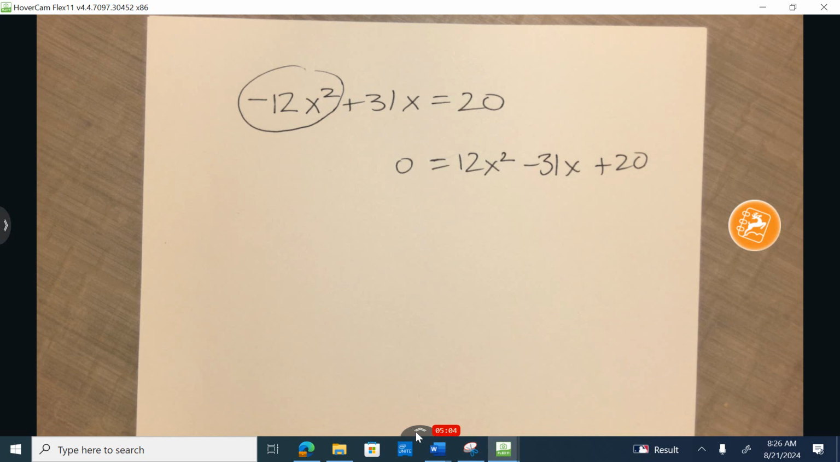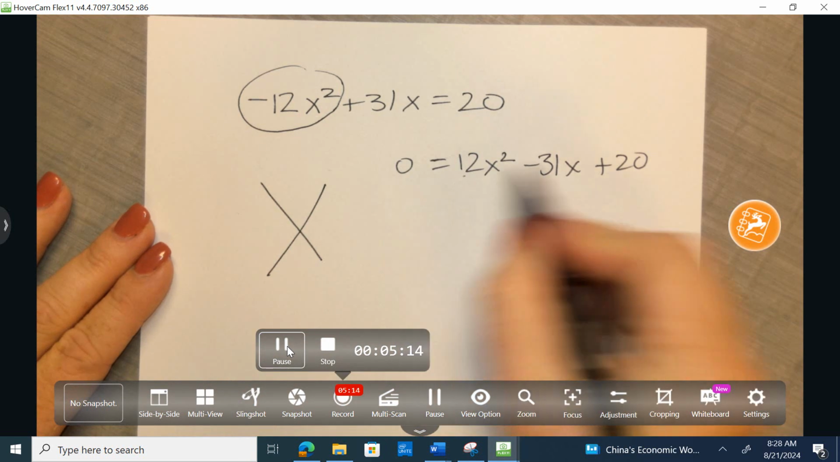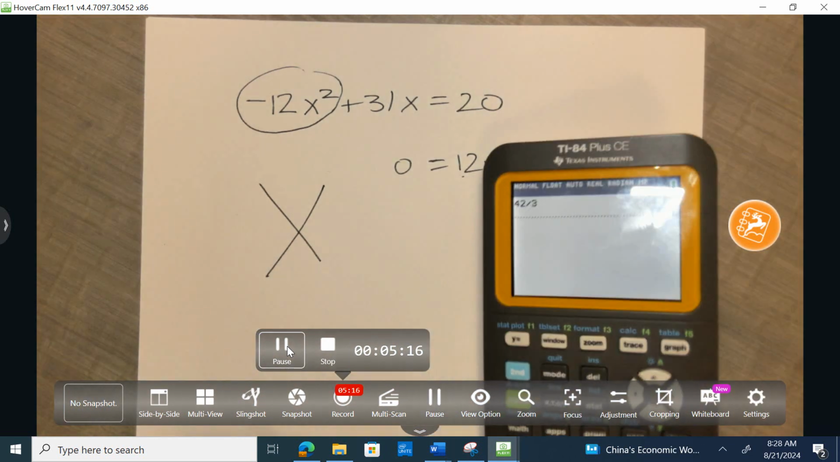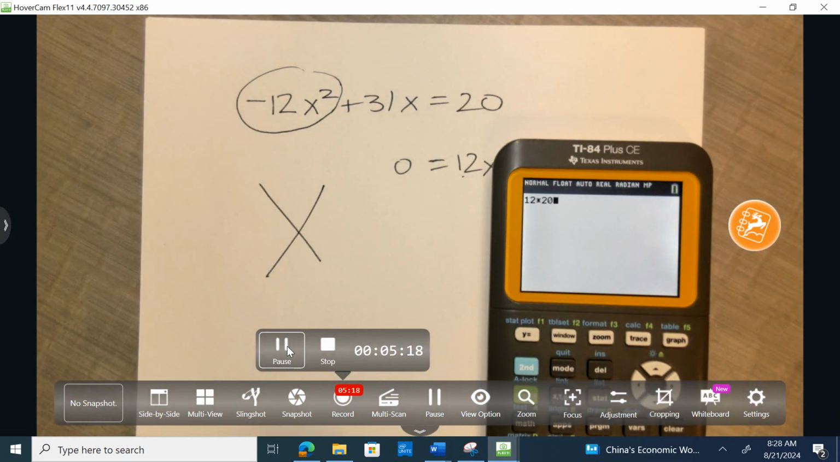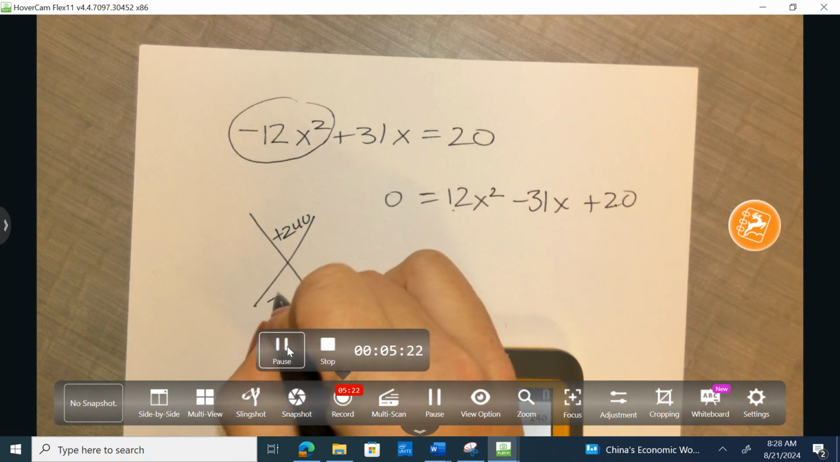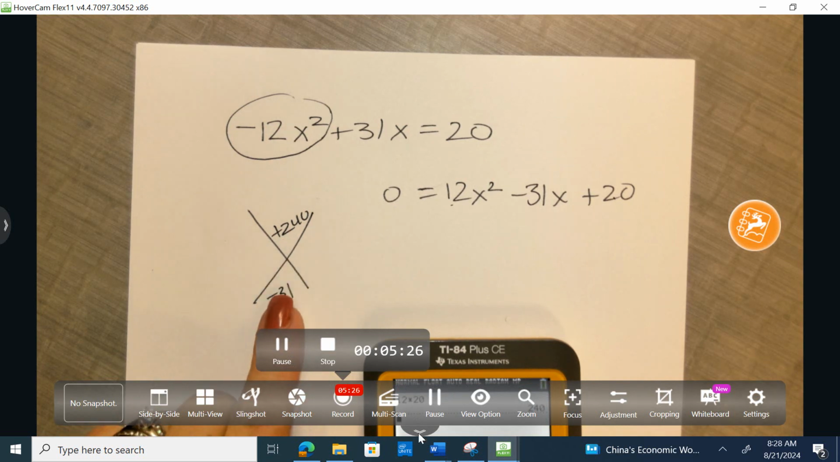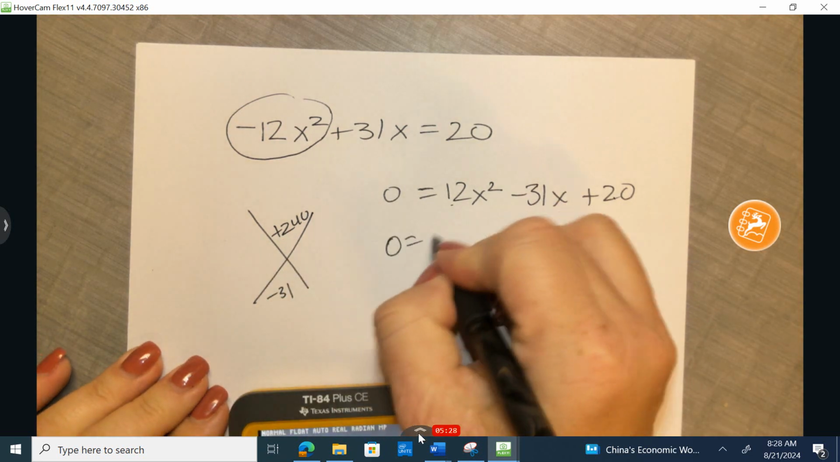All right, I'm going to press pause on the video and let you get started. You're working as a team, and I'm going to assign a tutor. As students work through this, I'm going to get started off to the side. I'm going to take 12 times 20. So on my calculator, I'm taking 12 times 20, and I end up with a positive 240. I'm going to try to find two numbers that multiply to equal this and combine to give this number.